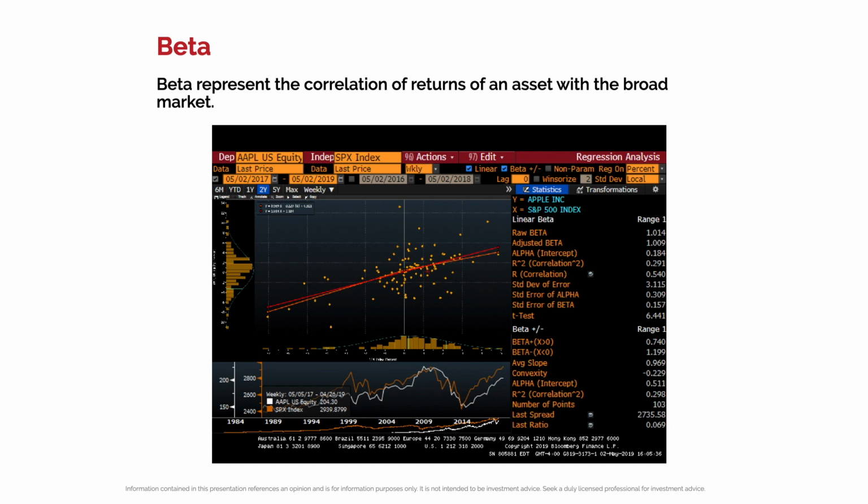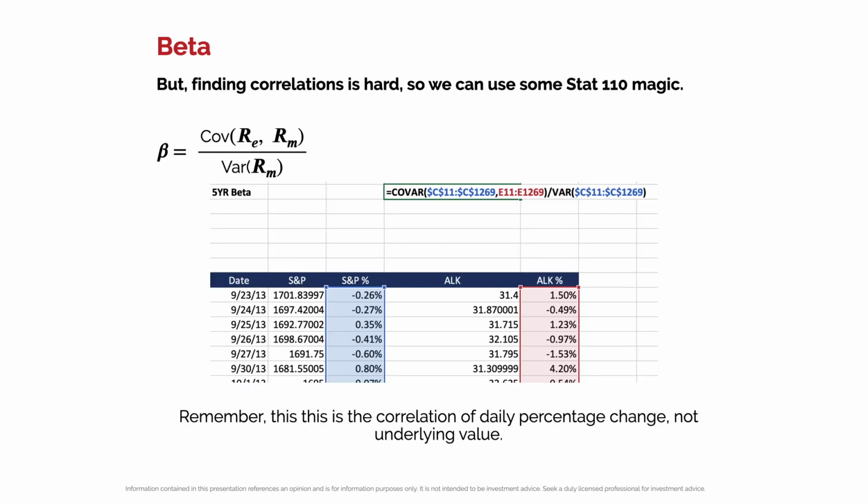So we need to figure out this beta, but how do we do it? You could go to a Bloomberg terminal, but a lot of us work in Excel, where finding correlations is hard. We can use some Stat 110 magic, and you'll see this in the textbook. You can find beta by taking the covariance of R_E, the return of your asset, and the market return, divided by the variance of the market return.